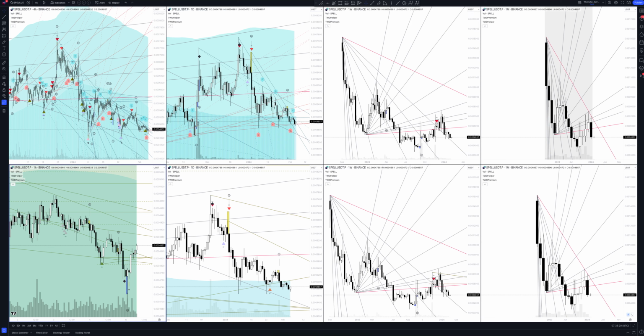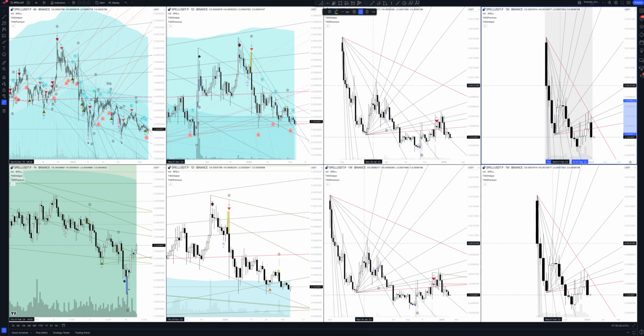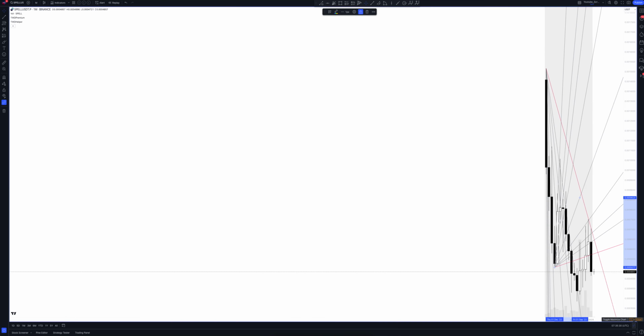Today we will take a look at SPELL token cryptocurrency. Let's analyze the market situation and find out how you can make money on it. Let's start. We always start our analysis from the global market.